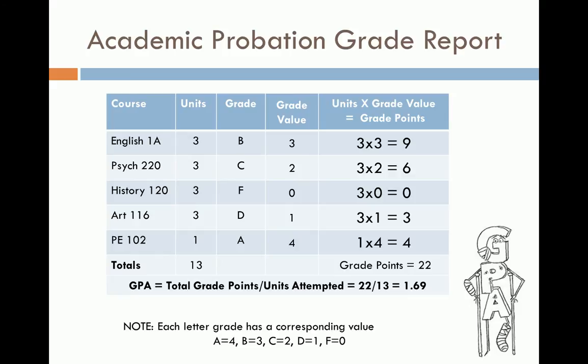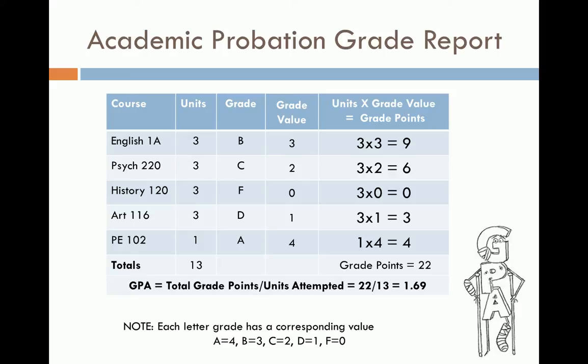Here is an example of an academic probation grade report. Note that each course is assigned a unit value. In this example, English 1A, Psychology 220, History 120, and Art 116 are all 3-unit courses. The PE 102 course is worth only 1 unit. Each letter grade has a corresponding value for each unit. An A equals 4, a B equals 3, a C 2, a D 1, and an F 0.